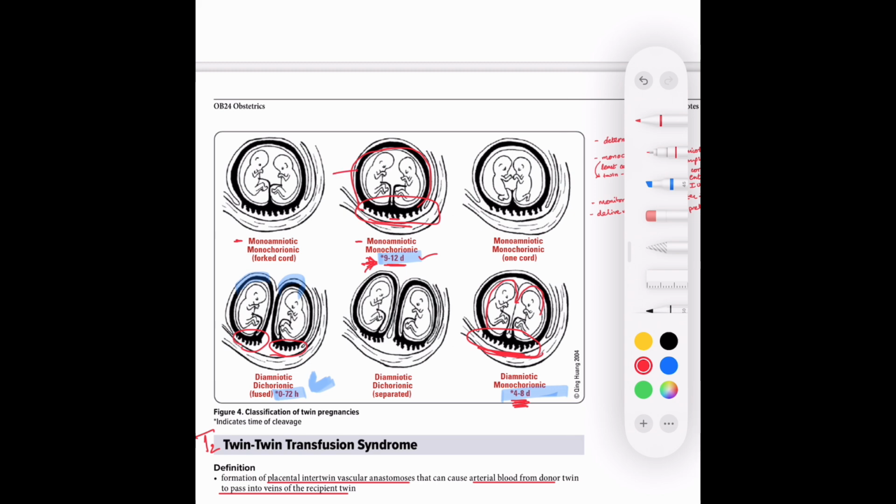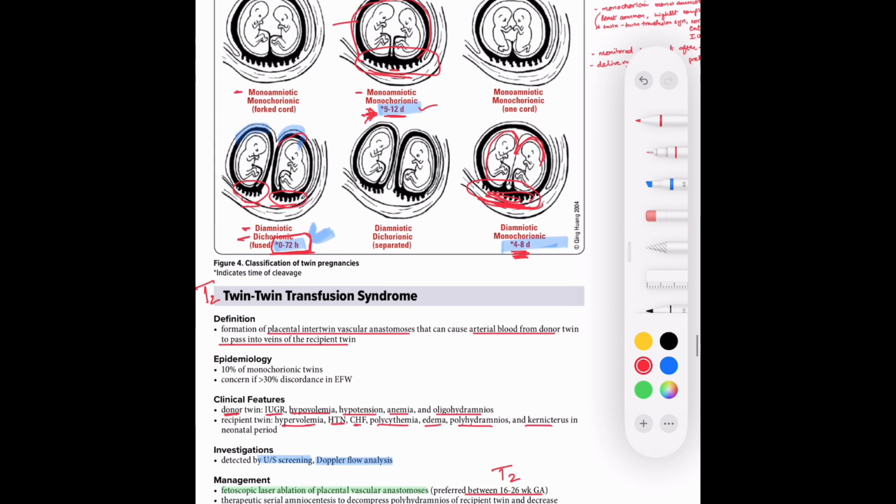But 4 to 8 days cleavage would be sharing placenta, but they might have their own amnions. And if they decide pretty early, if they're decisive enough and they're deciding at 0 to 72 hours, like, okay, let's part our ways, so they'll have diamnion, dichorion, each their own amnions and each their own placenta.